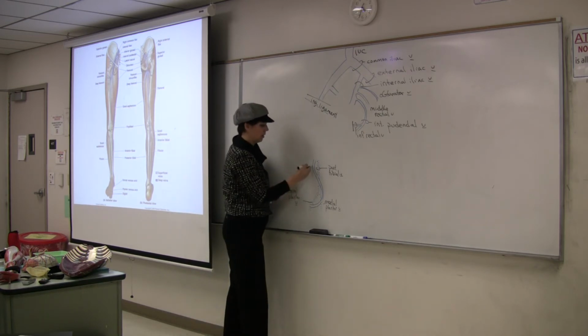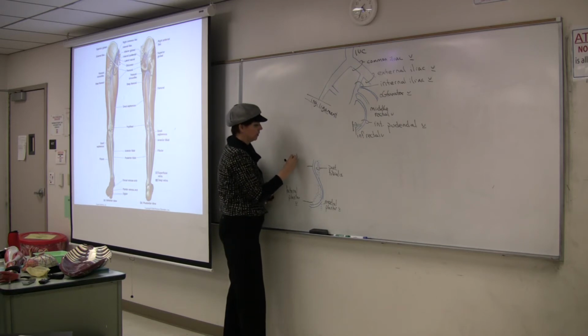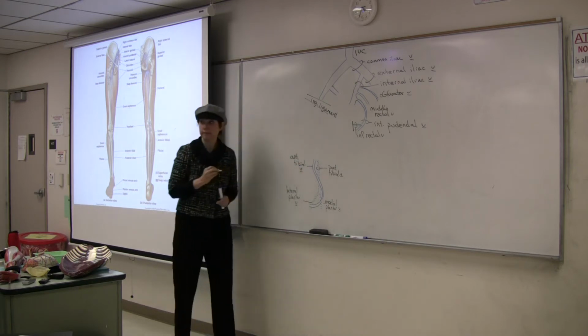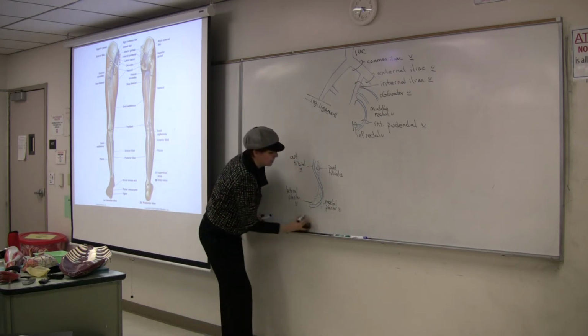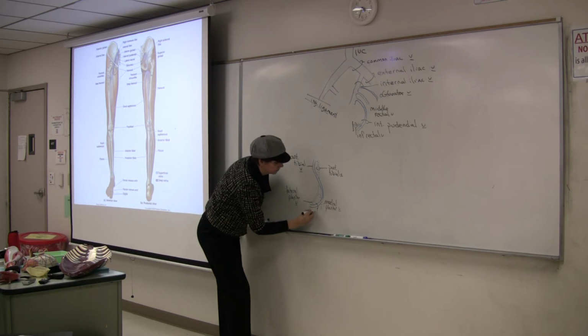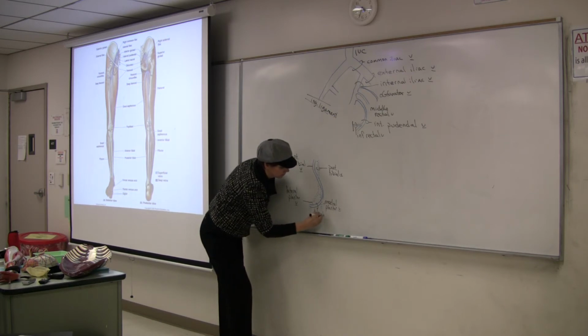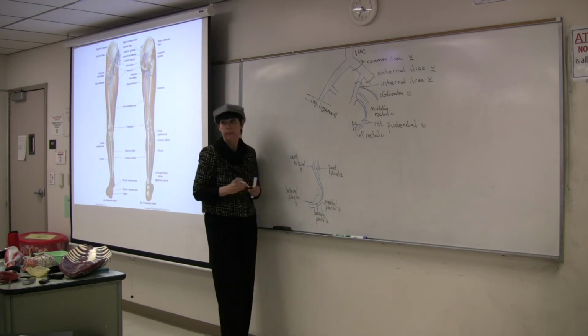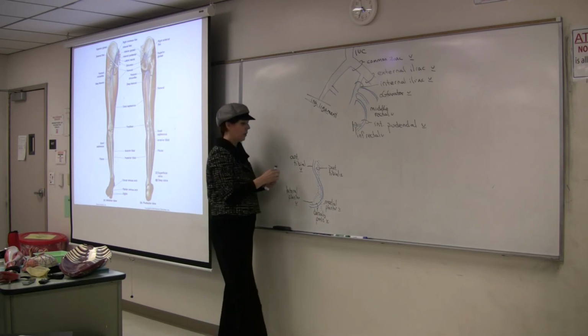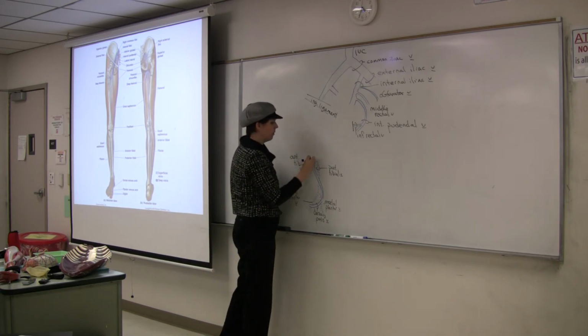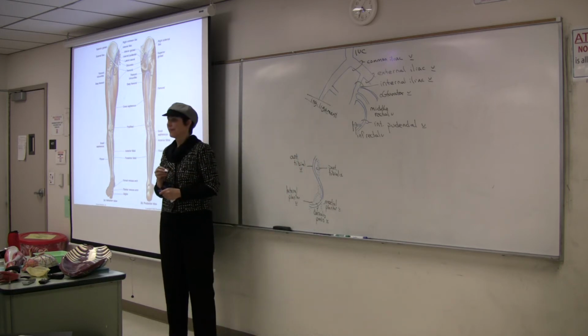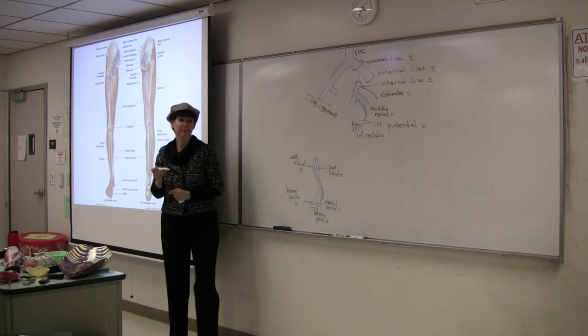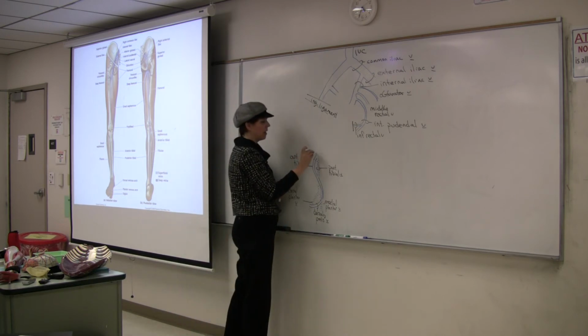So anterior tibial vein and dorsalis pedis. So what vein do you think we form when the anterior tibial and posterior tibial join together? Popliteal, the one that's behind the knee. Okay, that's posterior, so we'll keep drawing that as a dotted line.